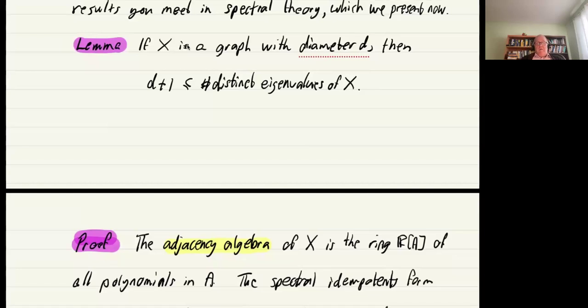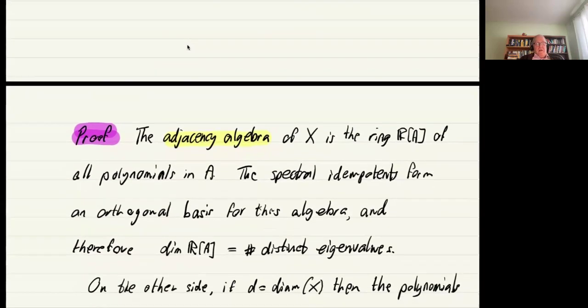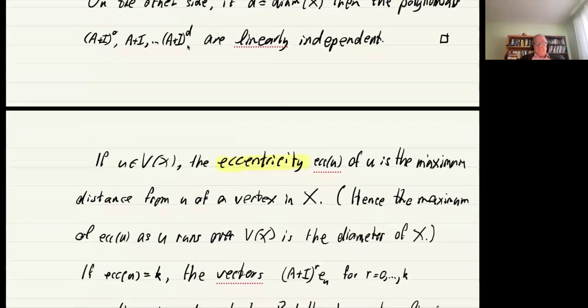And so, for example, if a graph has one distinct eigenvalue, then its adjacency matrix is a multiple of the identity. Okay, we didn't want that. If it has two distinct eigenvalues, this tells you the diameter is 1. And so you're looking at a disjoint union of copies of a complete graph of the same size. Okay, so there's information there.